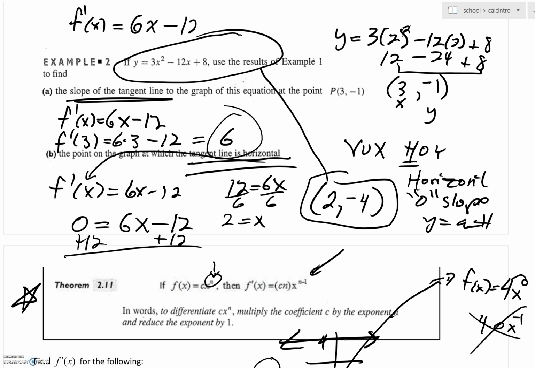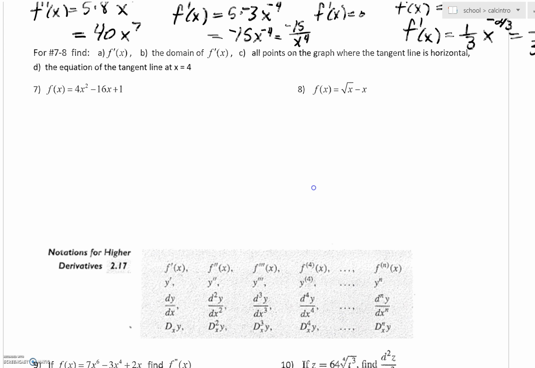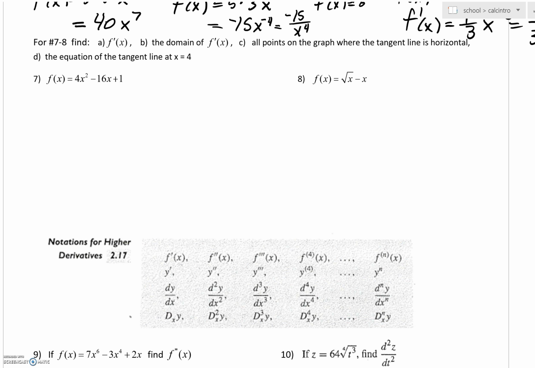We doing okay? All right. So, wow, this is pretty cool when you can go ahead and take quick derivatives.